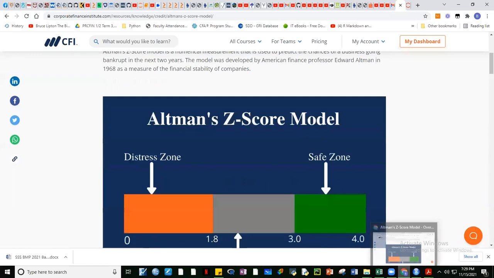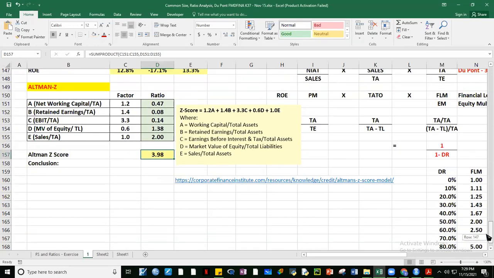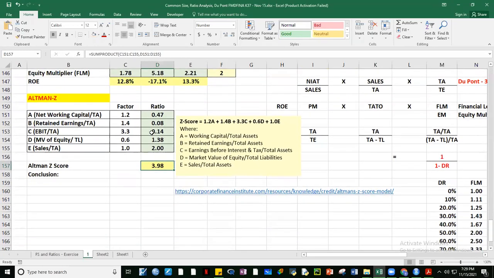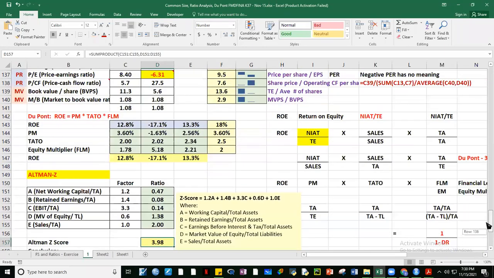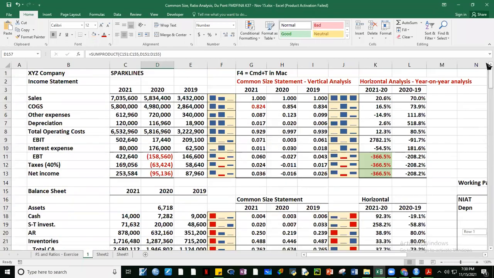So what's our conclusion with this one, guys? Our conclusion is 3.98, from the 2021 figures. There's a low chance, practically impossible for the company to become bankrupt in the next 2 years based on the Altman Z. So that's our conclusion as regards the Altman Z. Okay, so it's already time, guys. Let me just have a minute to summarize this.